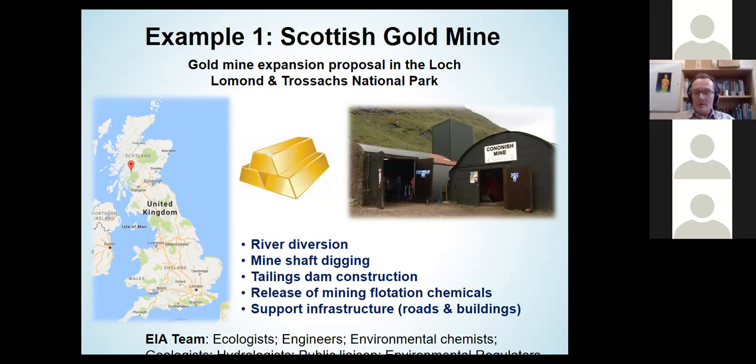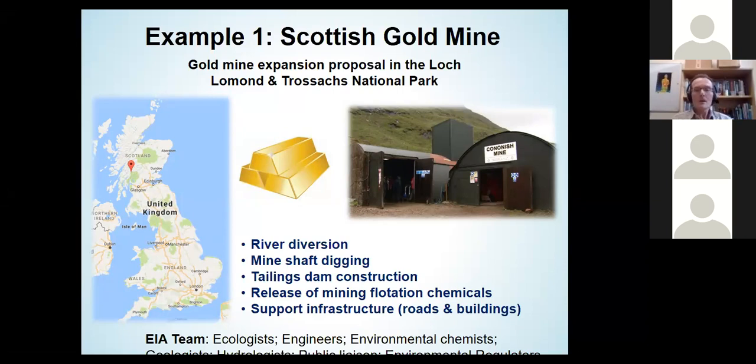In order to establish the full gold mine, it was going to require quite a lot of development processes, including diverting a river. A river was moving through the area, so there was a plan to dig that river out and channel it around it, and also to redirect groundwater that came into the area. The development would require mine shafts to be dug, and also a construction of a quite large tailings dam to take liquids and sludge outputs from the mining stage.